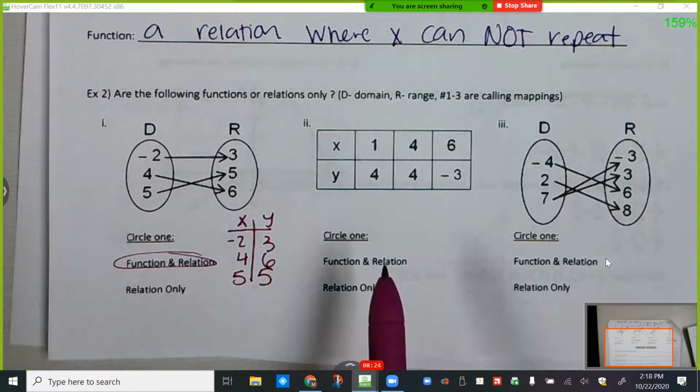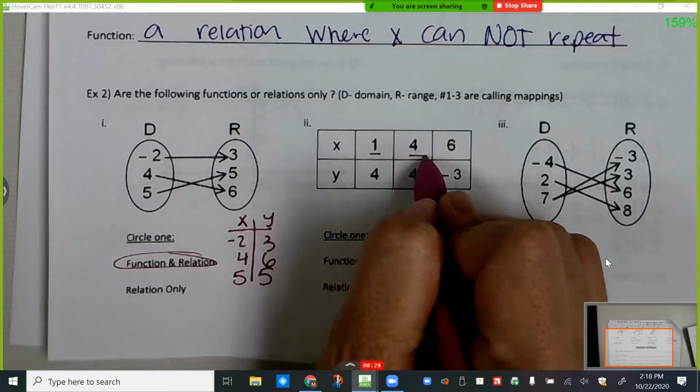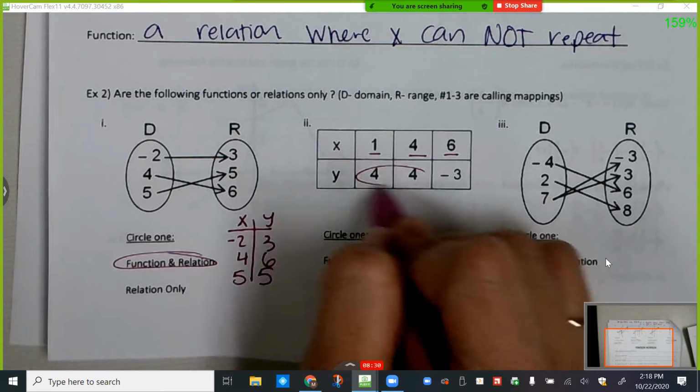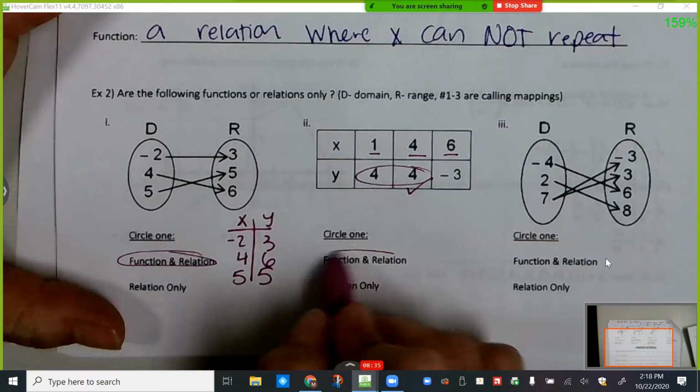Now, what about number 2? Does X repeat? No, but does Y? Yes. Is that okay? Yes. It's totally okay that the Y repeats, but X cannot. So this is also a function and a relation.